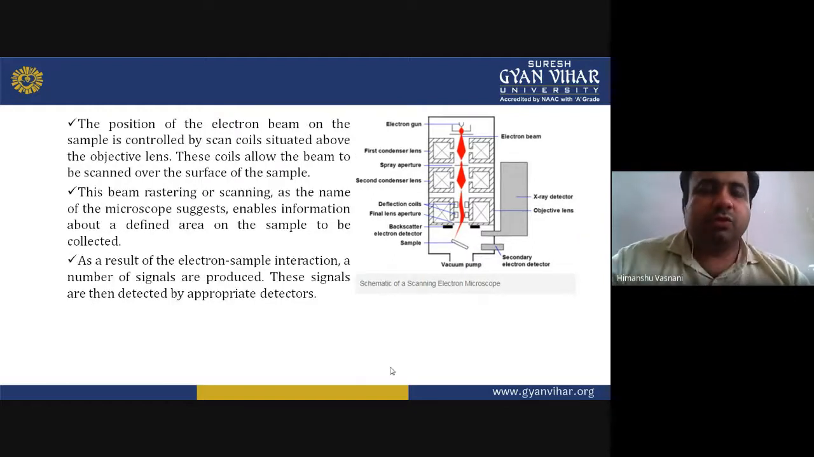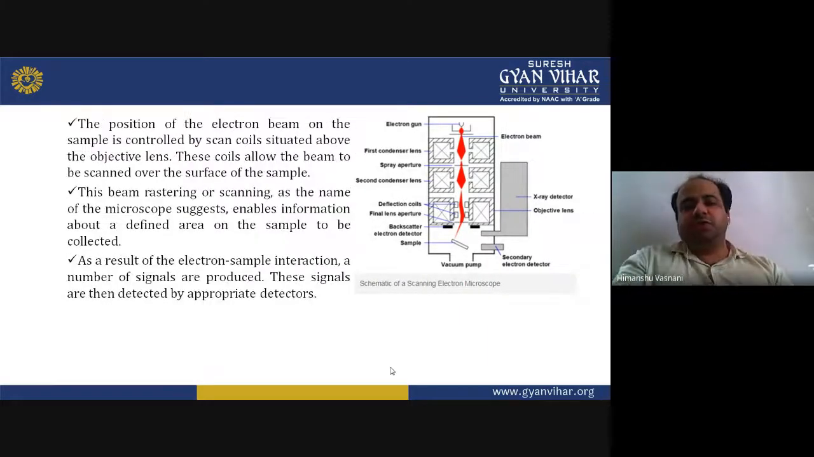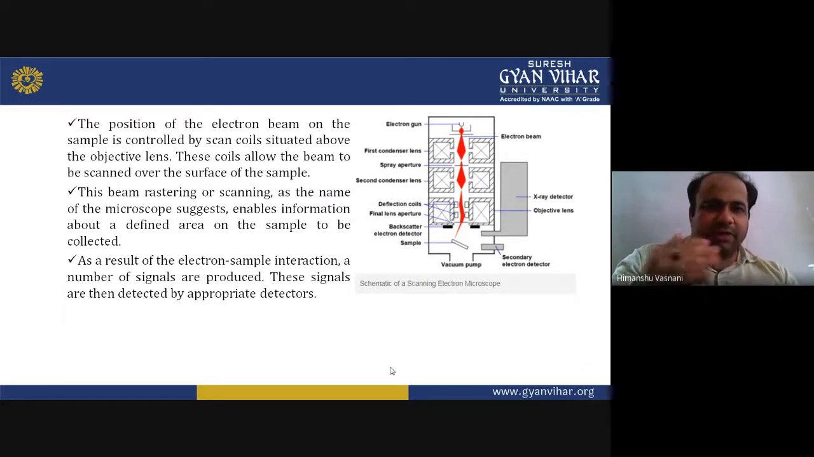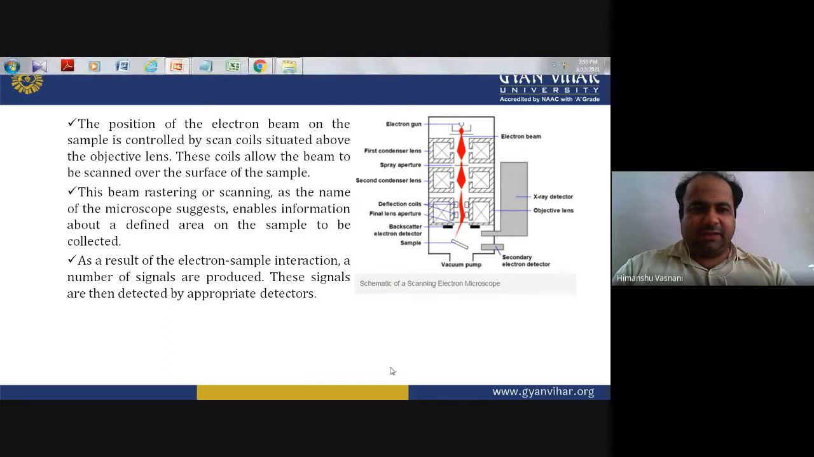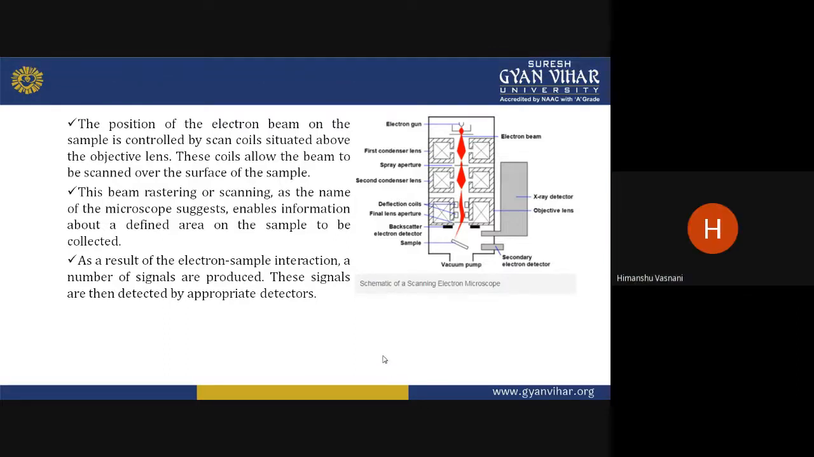of the sample. Continuing from the previous slide, the position of the electron beam on the sample is controlled by scan coils. You can see these scan coils situated above the objective lens. These coils allow the beam to be scanned over the surface of the sample. Now this beam rastering or scanning, as the name of the microscope suggests, enables information about a defined area of the sample to be collected.